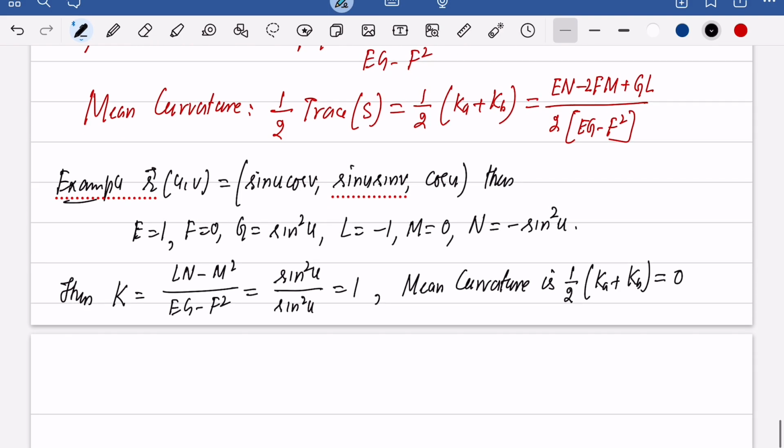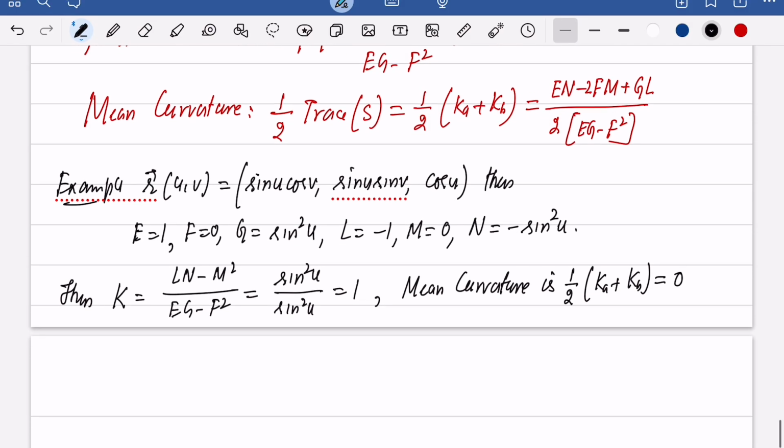And we can write down this where we have 1 divided by Ka plus Kb, it is defined as En minus 2Fm plus Gl. Now substituting the values of En minus 2Fm plus Gl, we get the numerator as sine square u minus sine square u. And the denominator is non-zero, so this is equal to 0.